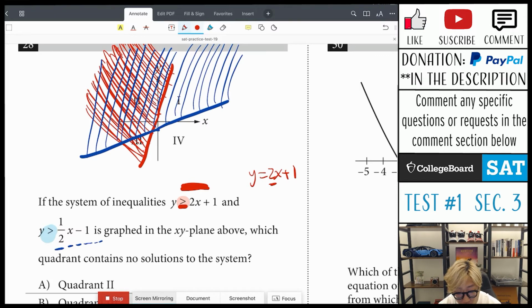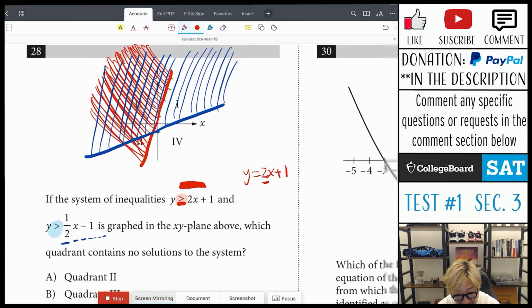So, what do they mean by solution? Let me just tell you, the solution is basically the area at which both of them overlap.